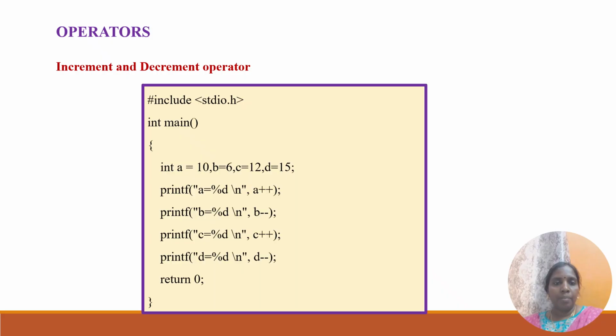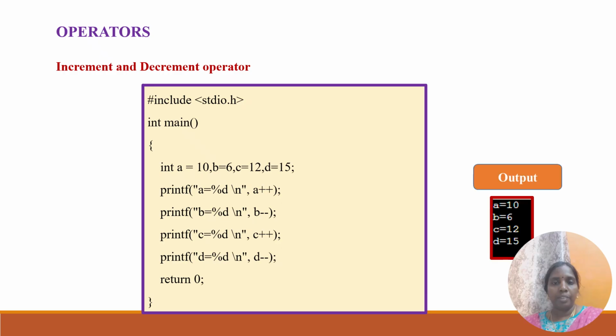Similarly, previously we saw pre-increment and now post-increment. The previous code snippet shows a pre-increment operator and this shows a post-increment operator. If you see the values with post-increment, the value is the same: A equal to 10, B equal to 6, C equal to 12 and D equal to 15.